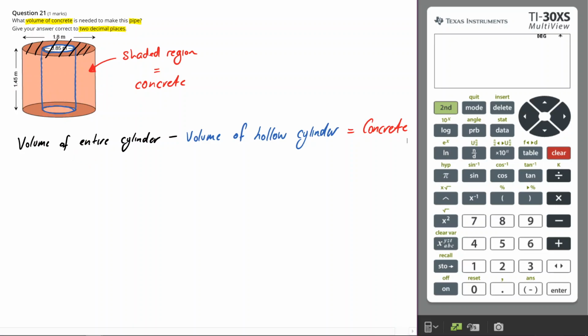So how are we going to do this? Well, let's begin by just reminding ourselves what the formula for the volume of a cylinder is. It's pi r squared h. Well, pi is that, times. Now, what is my radius? Remember, I'm looking at the entire cylinder here. So the diameter of the entire cylinder is 1.8. So that means the radius is going to be 1.8 divided by 2.